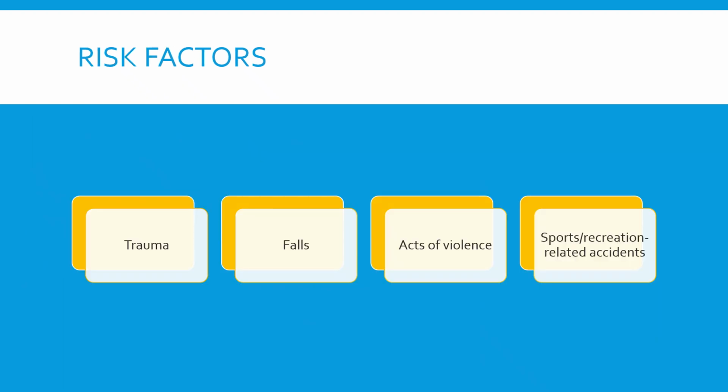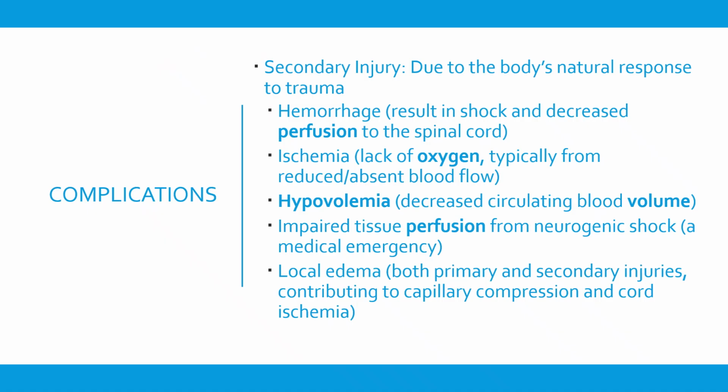Risk factors of spinal cord injury include trauma, falls, acts of violence, and sports or recreational related accidents. Complications. Secondary injury worsens the primary injury and may result in death.